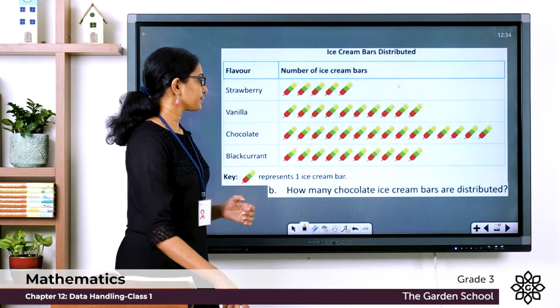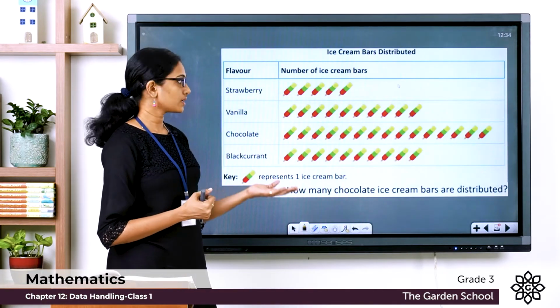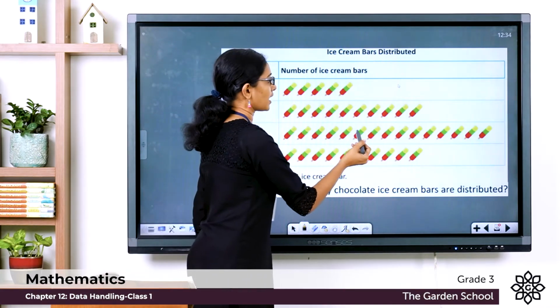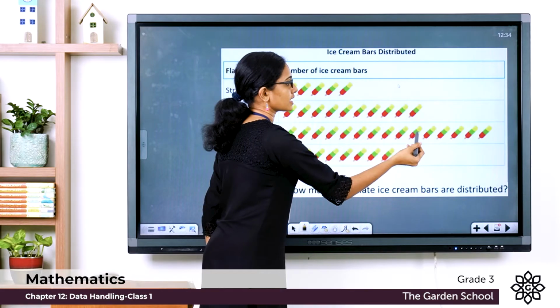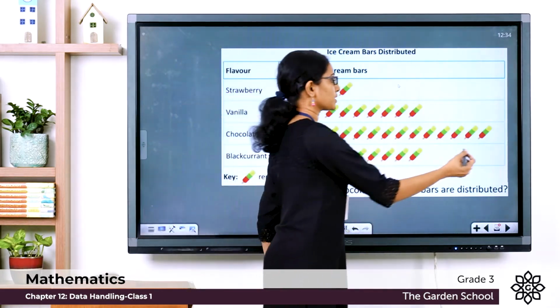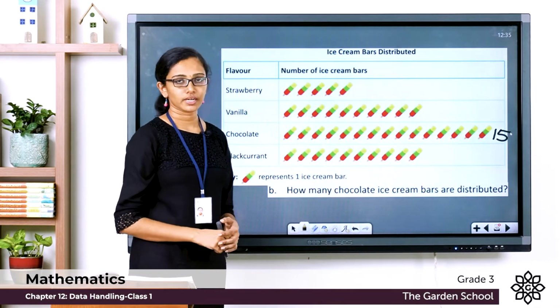Now, the second one, how many chocolate ice cream bars are distributed? We have already done the counting. 1, 2, 3, 4, 5, 6, 7, 8, 9, 10, 11, 12, 13, 14, 15. So how many chocolate ice cream bars were distributed? 15 chocolate ice cream bars were distributed among the children.